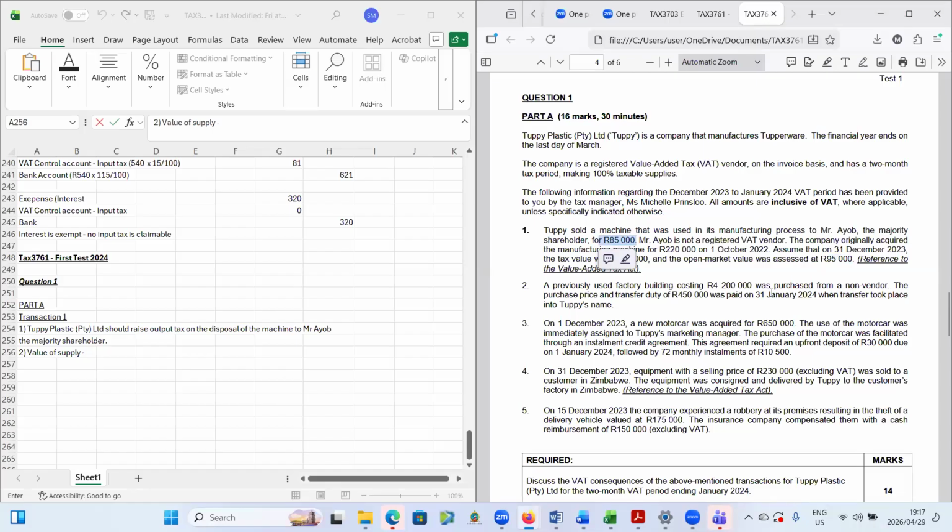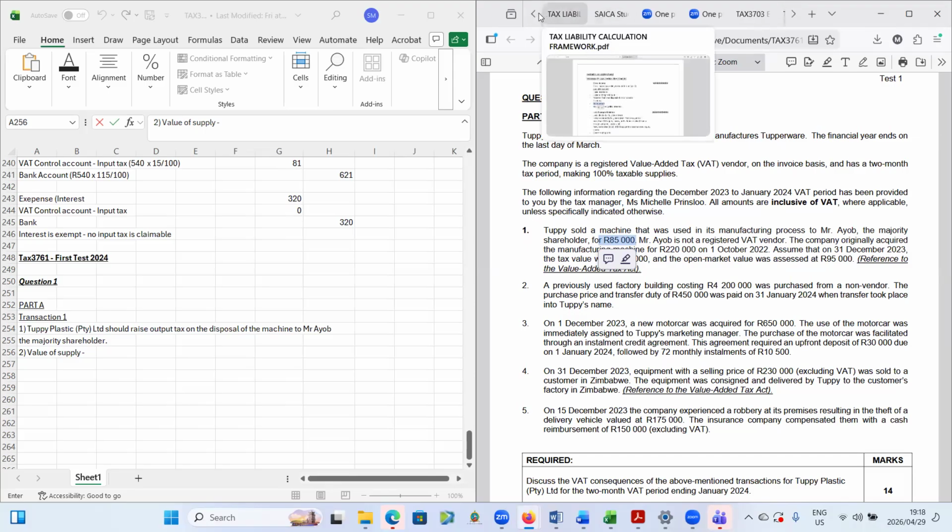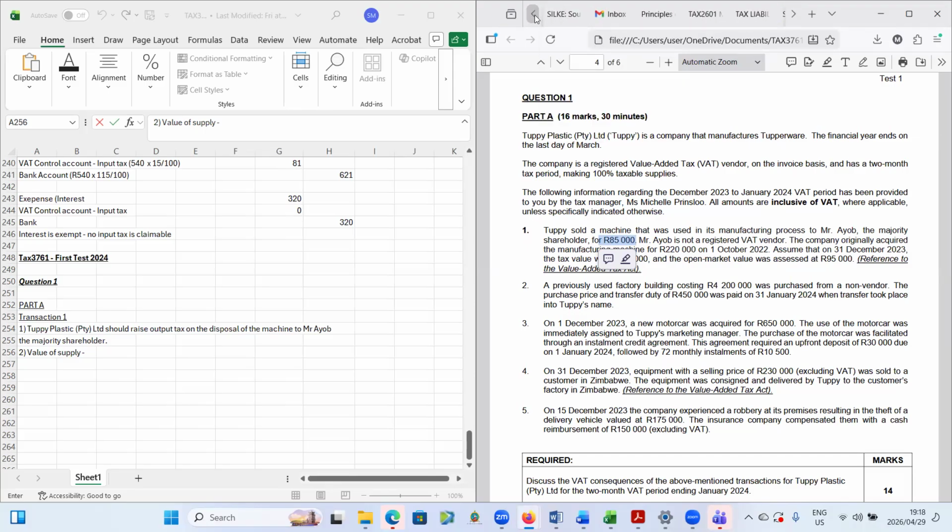Why? Yes, you are right. Why the open market value? Remember, it was sold for 85,000 rand. Why? What is making you say the open market value? Okay, you are right. Value of supply to connected persons. Value of supply when an asset has been sold to a connected person.